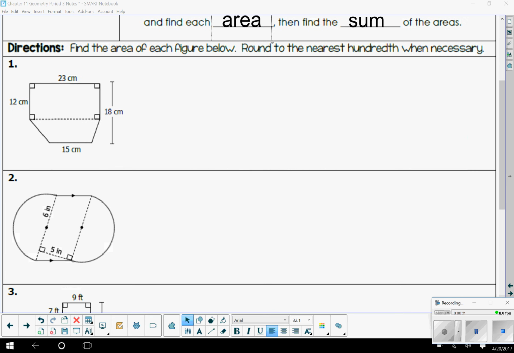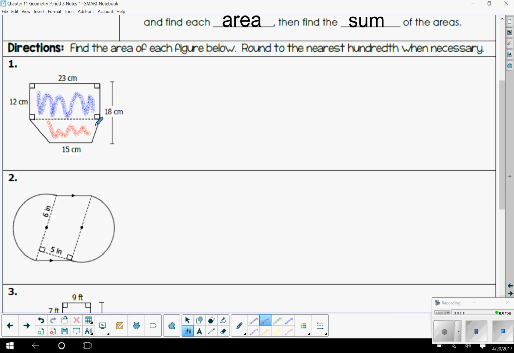So for example, number 1, find the area of each figure below, round to the nearest tenth when necessary. We're not doing the hundredths, we're always doing tenths, please. For number 1, they've already sectioned it off, okay? This right here is your rectangle, and this right here is your trapezoid. Okay, so now it's actually doable.